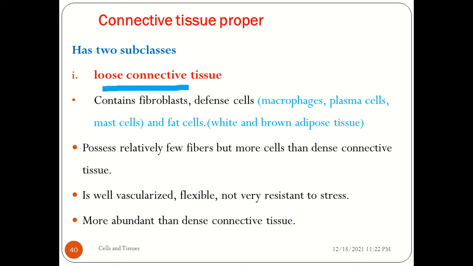The one is loose connective tissue. Loose connective tissue contains fibroblasts, dense cells and fat cells. It possesses relatively few fibers but more cells than dense connective tissue. It is well vascularized, flexible, not very resistant to stress, and more abundant than dense connective tissue.